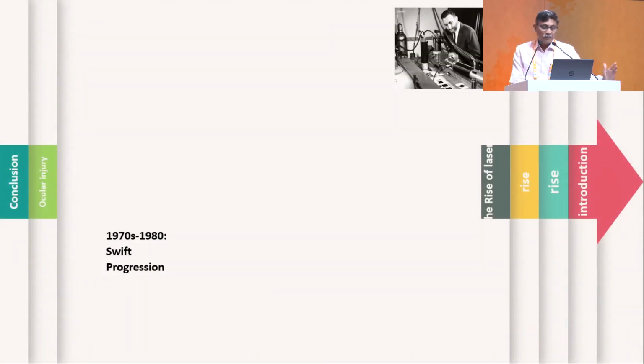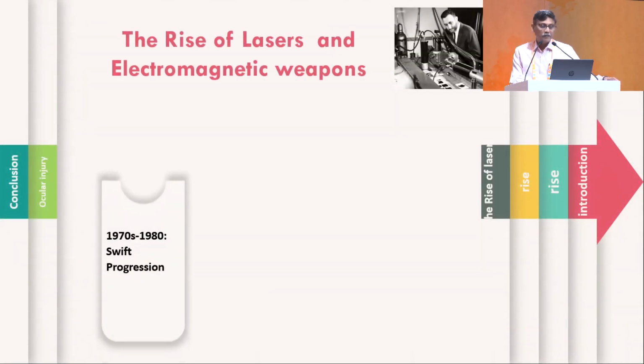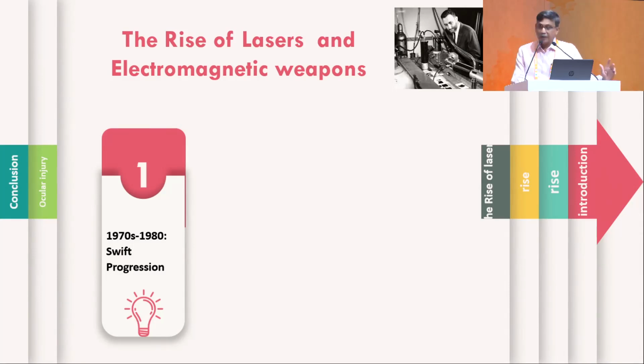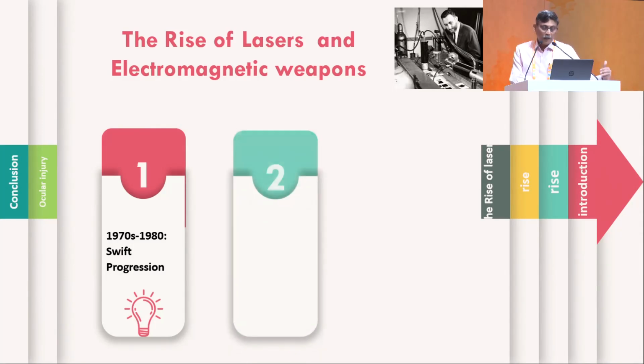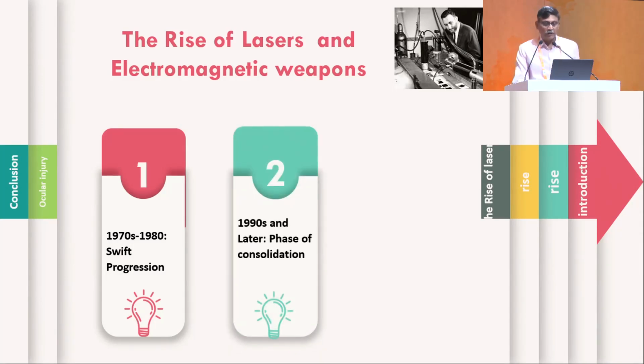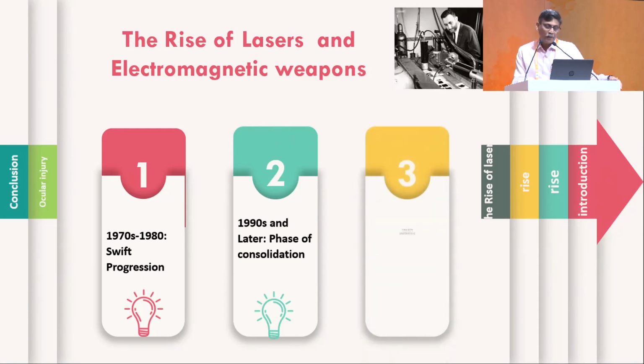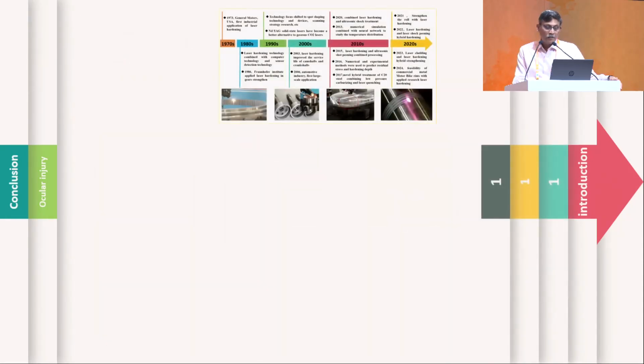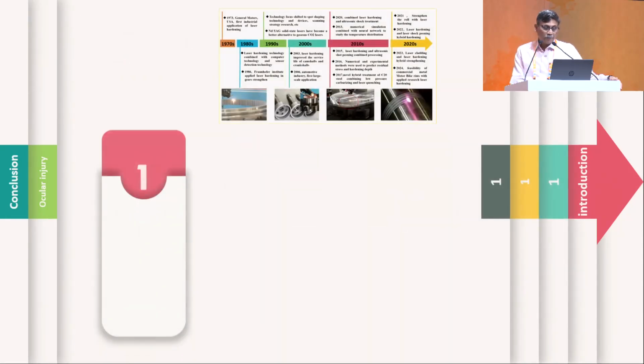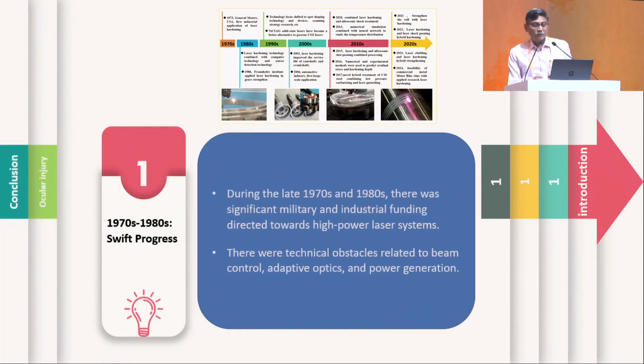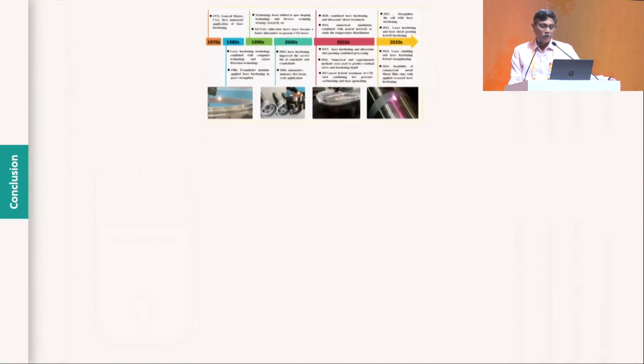And when we come to the phases, the 1970s were the ones where lasers and electromagnetic weapons were used, and a lot of research was done. And after that, the phase of consolidation, and then the Iraq war where many of these were implemented. So when we come to the first phase, mainly there was funding to develop these weapons. There were some obstacles. Adaptive optics had to be improved. Beam controls and power generation had to be looked into.